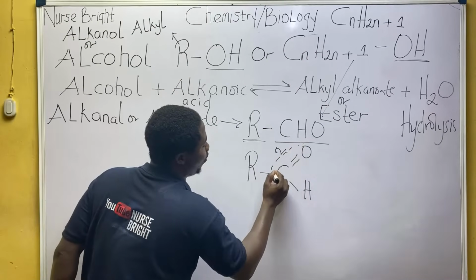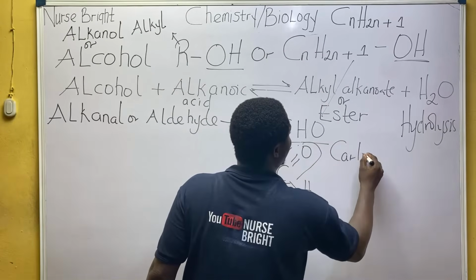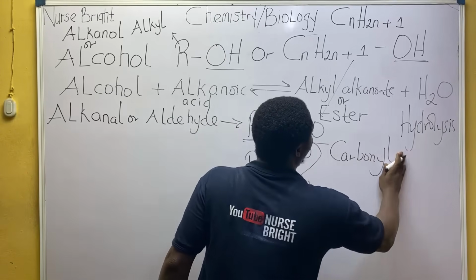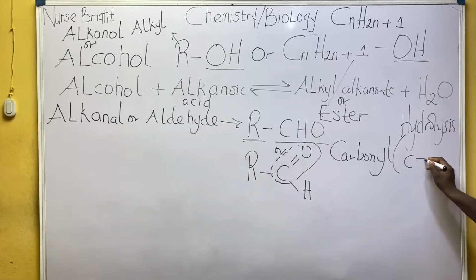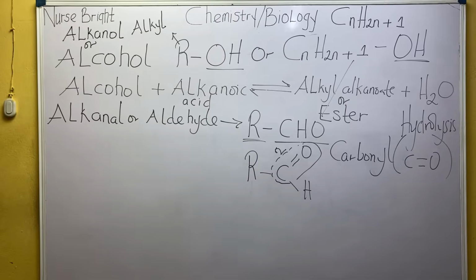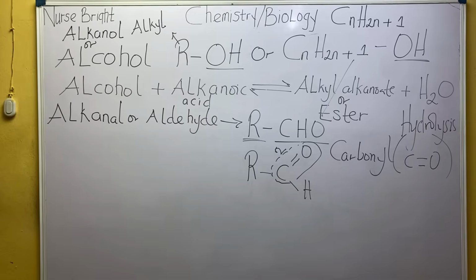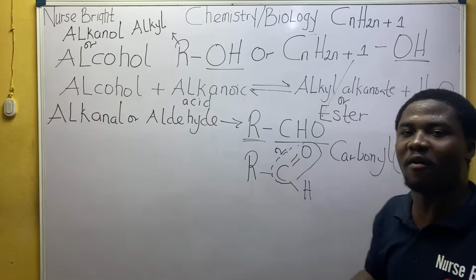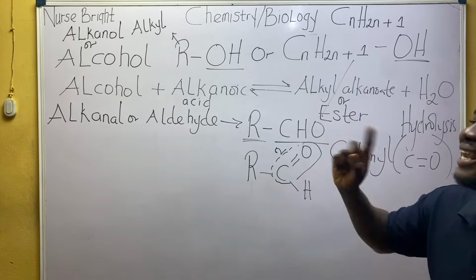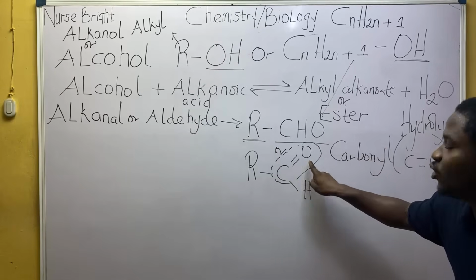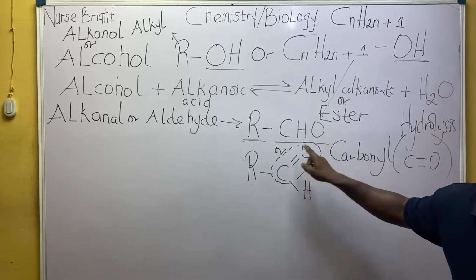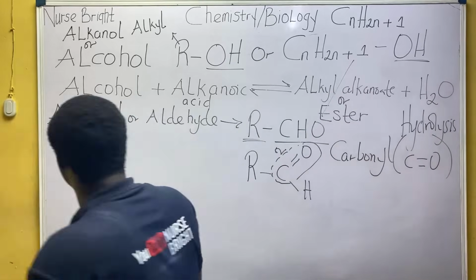Any compound that has this C double bond O is a carbonyl compound, or we simply say that compound has a carbonyl group, because in chemistry, the C double bond O simply means carbonyl. Hope you guys are following me. Let me know in the comment section. So they can ask you which group of compound has the carbonyl group. Aldehydes have it, because you can see from the structural formula there is C double bond O. Whenever carbon is to bond with oxygen, it bonds with a double bond. All these things are not hard.